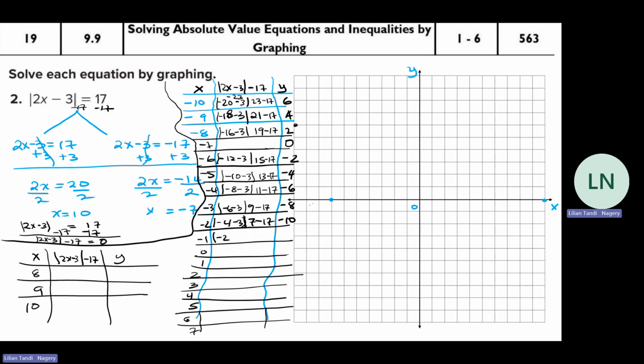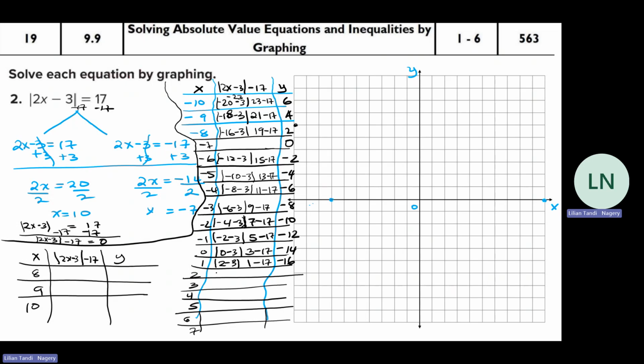So this is negative 2 minus 3, which gives me 5. It gives you negative 5, but absolute value cannot be negative, so that's why you write 5. 5 minus 17 should be giving you negative 12. Then 0: 2 times 0 is 0, minus 3 gives you negative 3. Absolute value cannot be negative, so 3 minus 17 will give you negative 14. Okay? Then here will be 2 minus 3, which is negative 1. 1 minus 17 is negative 16.